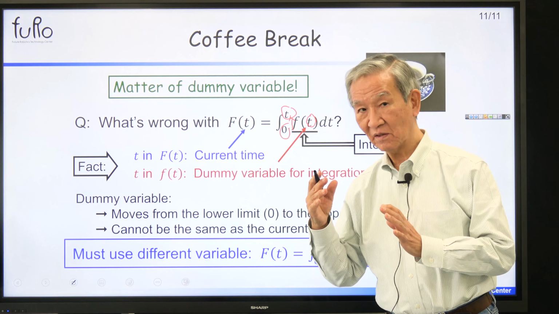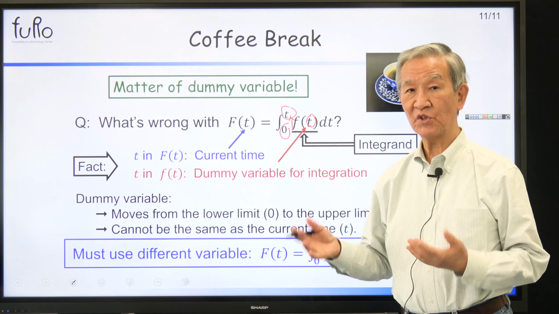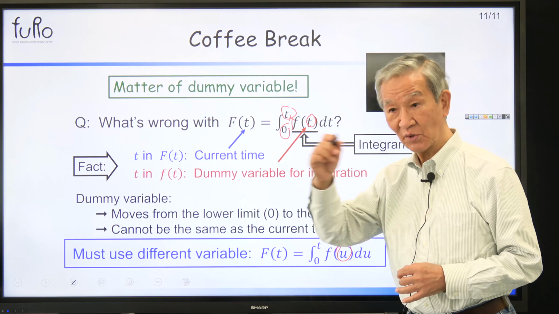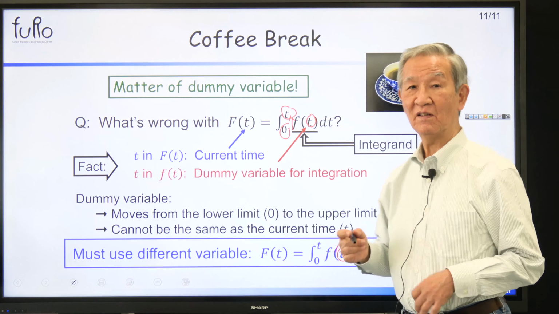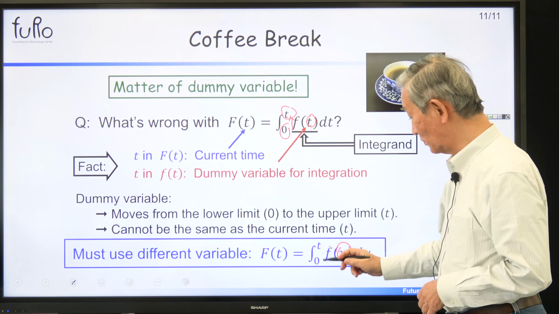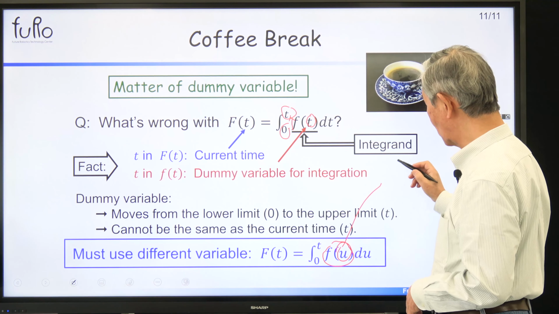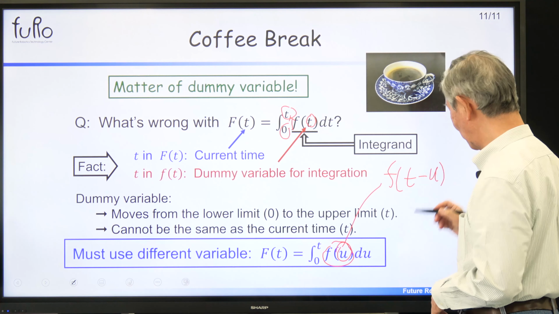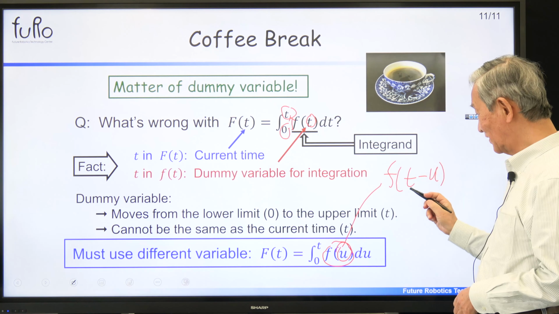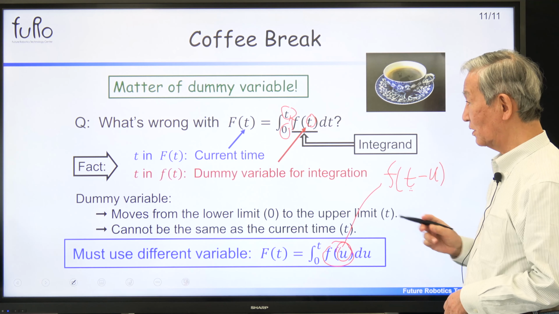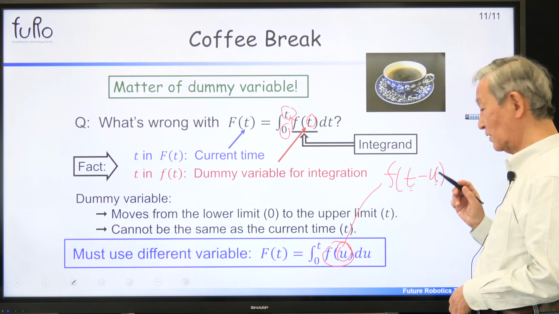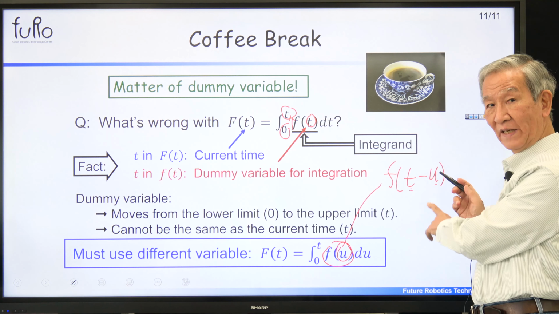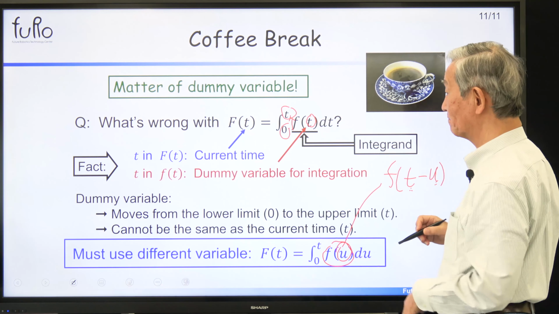when you learn control theory for robots, how to control. Okay, you will come up with something more than this one here. You will come up with something like f of t minus u. Aha, here. This one is the current time, and this one here is the time variable. So you must make a distinction between these two.